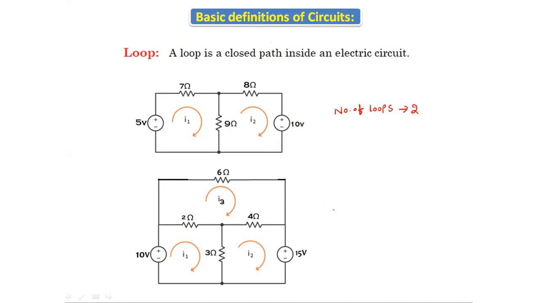How many loops are there? The number of loops in the given circuit is 3. Here there are three loops. In the previous one there are two loops, because there are only two closed paths. In this one there are three closed paths. That's why the number of loops is 3.